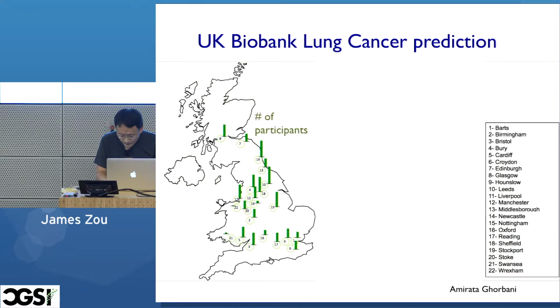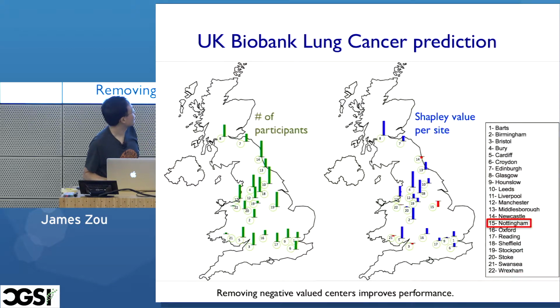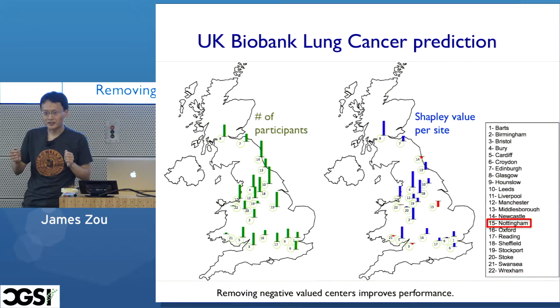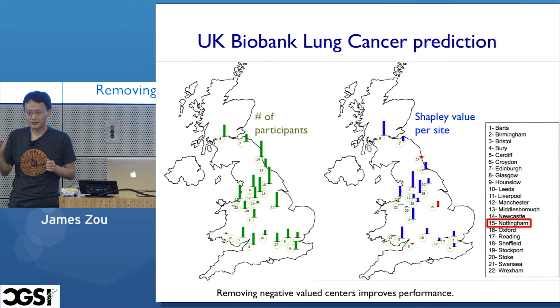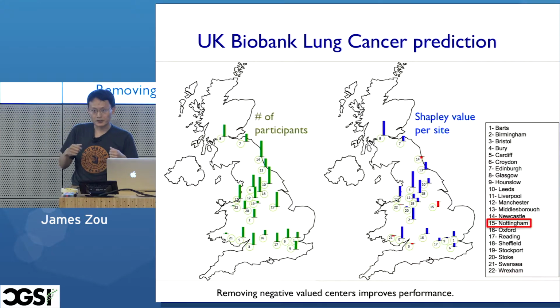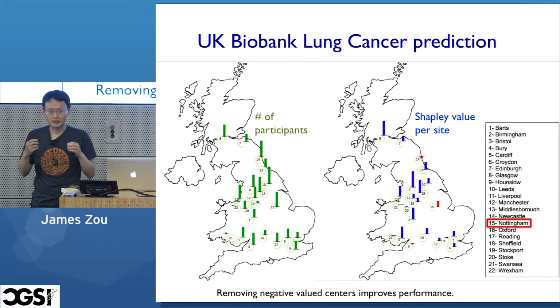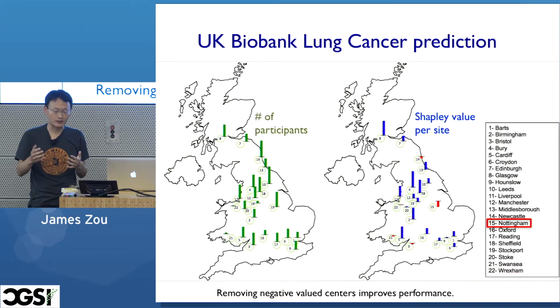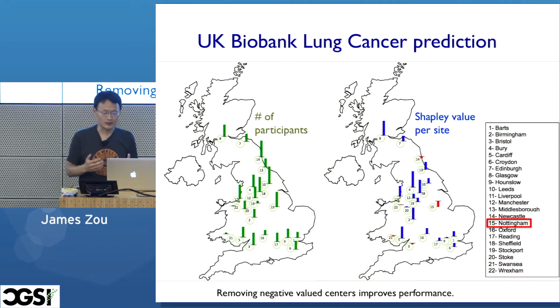Let me show you this part, going back to the UK Biobank data from the beginning. We can apply this formulation to compute the contribution of each of these 22 locations, for a particular task. Let's say we're trying to build a model to diagnose lung cancer. For that task, I take the data from the UK Biobank, the genotypes and behavior and lifestyle information from each of the individuals, and build a predictor. Then we apply this formulation to compute the data Shapley values.